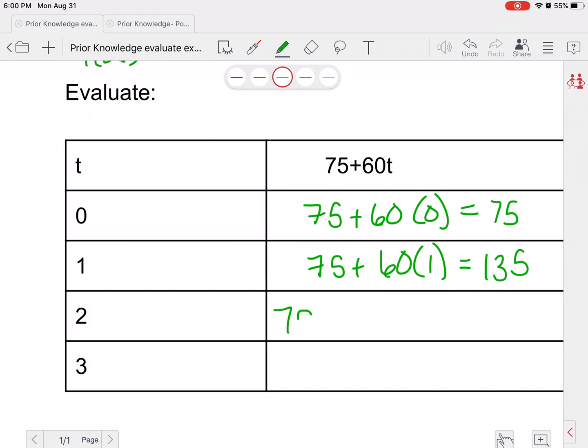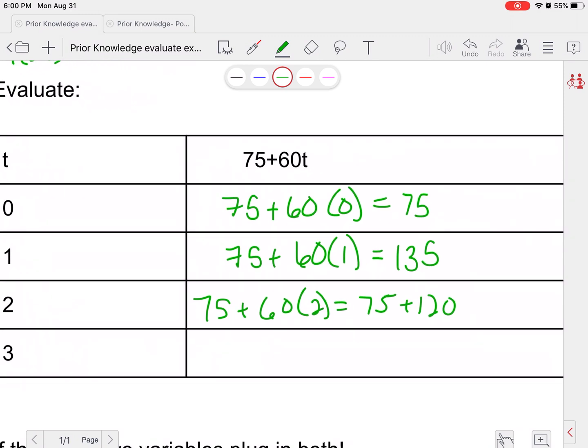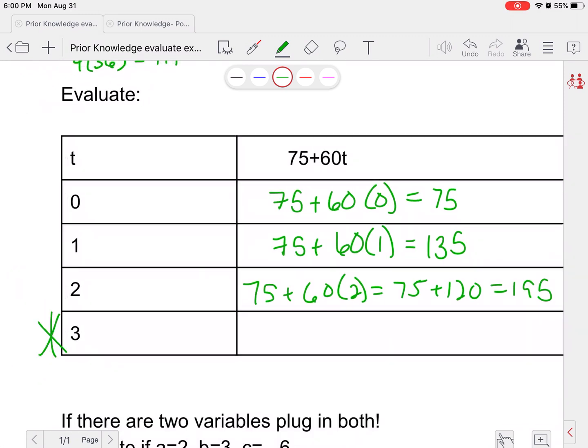And then we'll have 75 plus 60 times 2, which would be 75 plus 120, because 60 times 2 is 120. And if we go ahead and add those together, that's going to give us 195. Go ahead and plug in 3 into the solution and see what you get. So that would be 75 plus 60 times 3, which would be 75 plus 180, which again would equal 255.